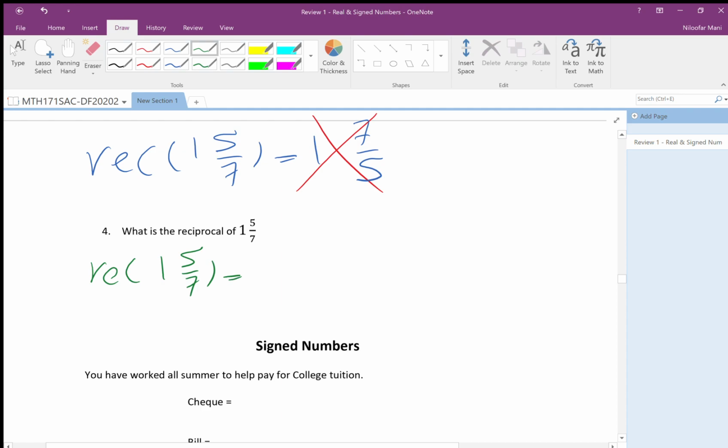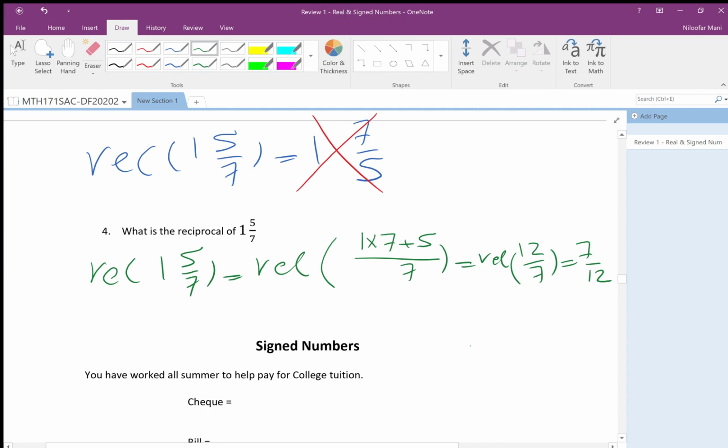This is 1 complete pizza, and from the second pizza, I have 5 over 7, which means I divided it between 7 equal parts and I use 5 parts. So this is the reciprocal. I will talk about it later in fractions, but this is 1 times 7 plus 5 over 7, which is 12 over 7, and the reciprocal is 7 over 12. I use the reciprocal here.